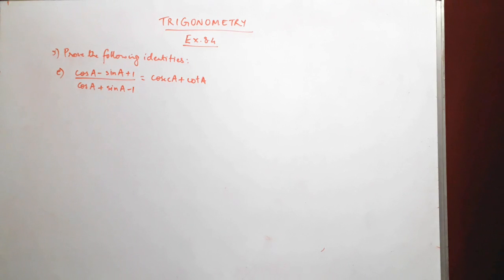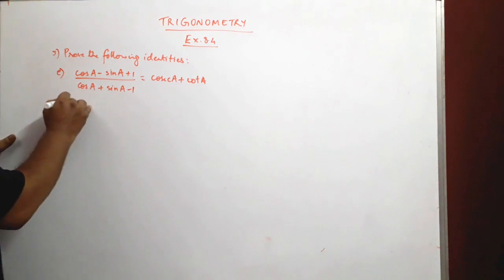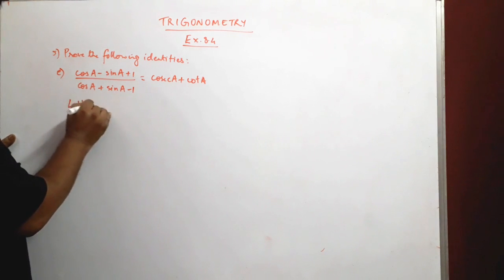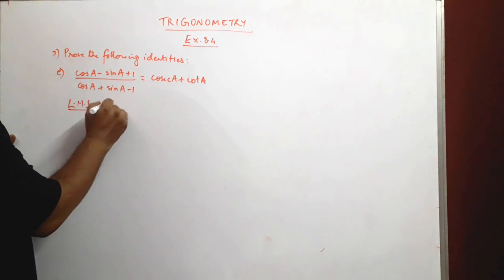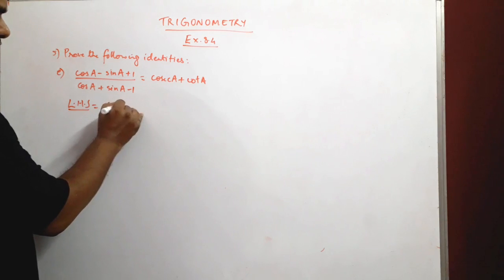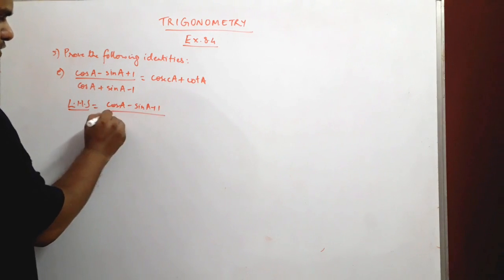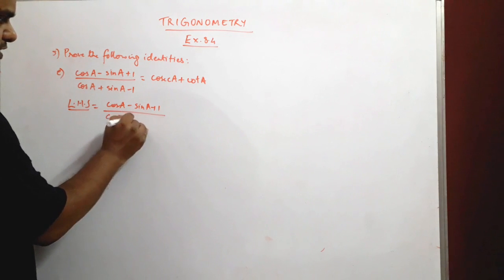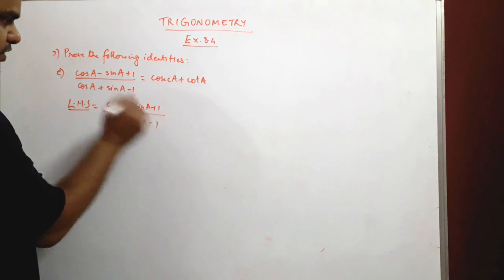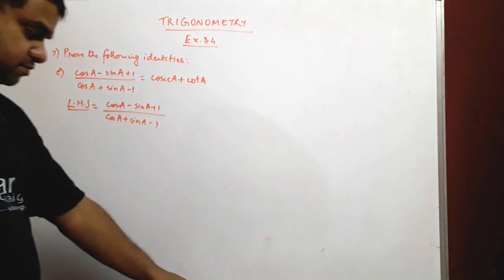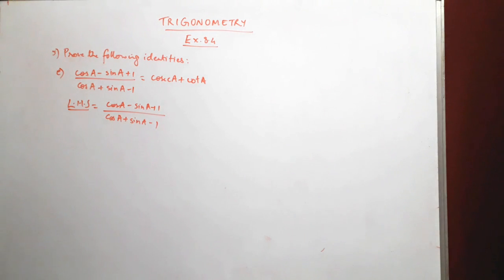We need to prove left hand side equal to right hand side. Let's begin with the left hand side, which says the left hand side equal to (cos A minus sin A plus 1) whole thing upon (cos A plus sin A minus 1). Now this is in the simplest form, so we'll have to do something in order to get to the right hand side form.